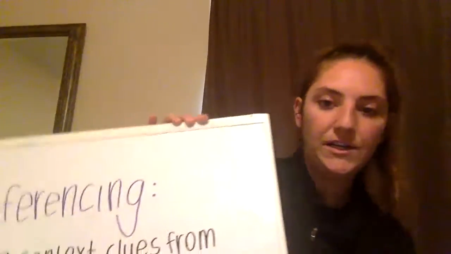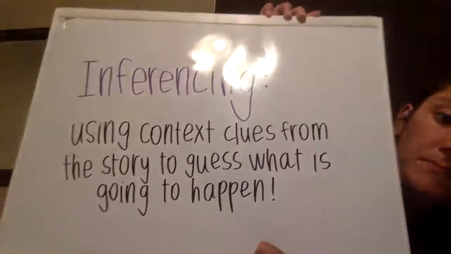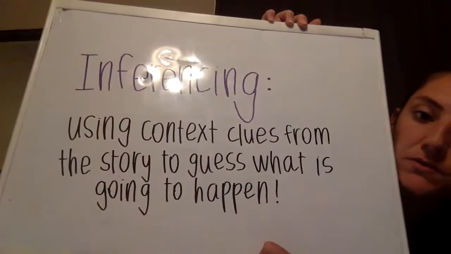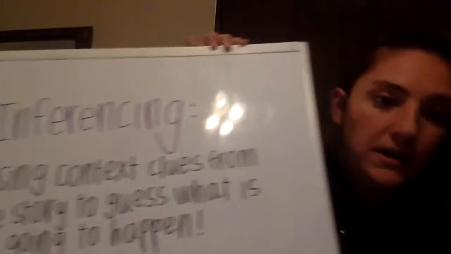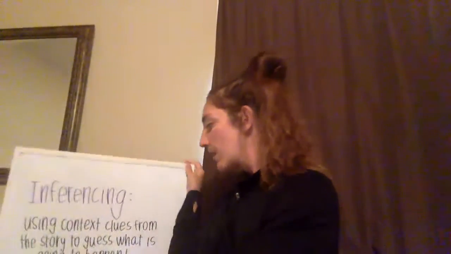So I have my board here. Inferencing means using context clues from a story or a text to guess what is going to happen next. So if you've ever read a story where one page will tell you what's going on, but it doesn't tell you what happens next, you use your brain to think with the information they have given you what could possibly happen next. So that's what we're going to do in today's story.